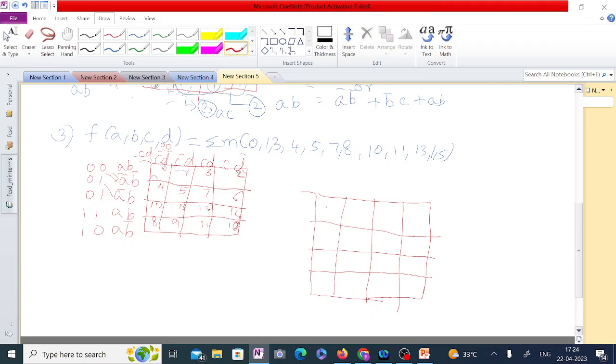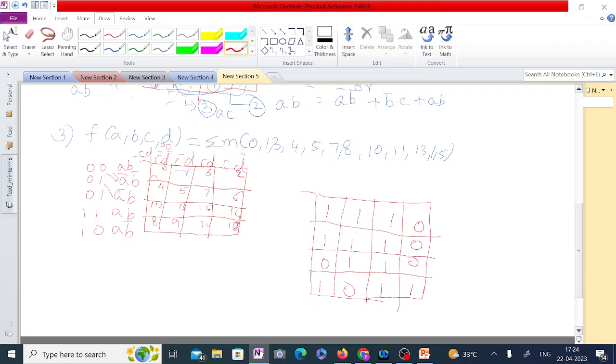So now this is the 0th location. So 0, 1, 3, 4, 5, 7, 8, 10, 11, 13, 15. The rest are marked with zeros. When you look, you can look for a larger group first. Here check whether you have the possibility for an octet. No, I don't have the possibility for an octet.